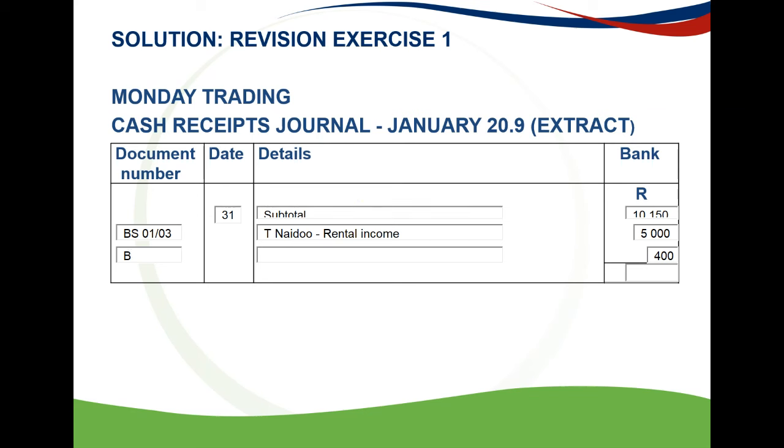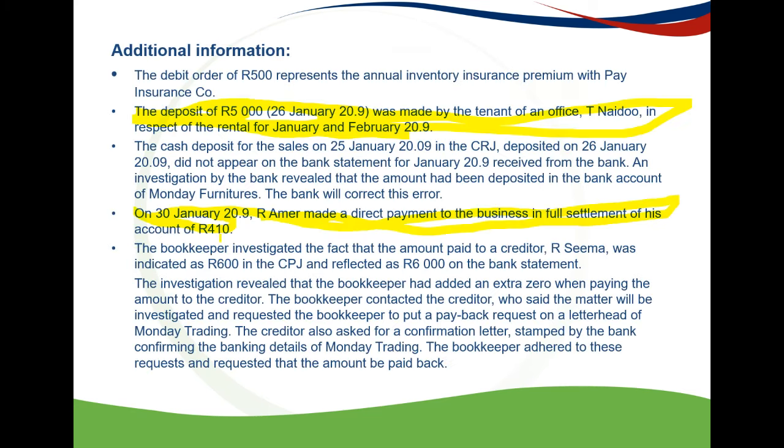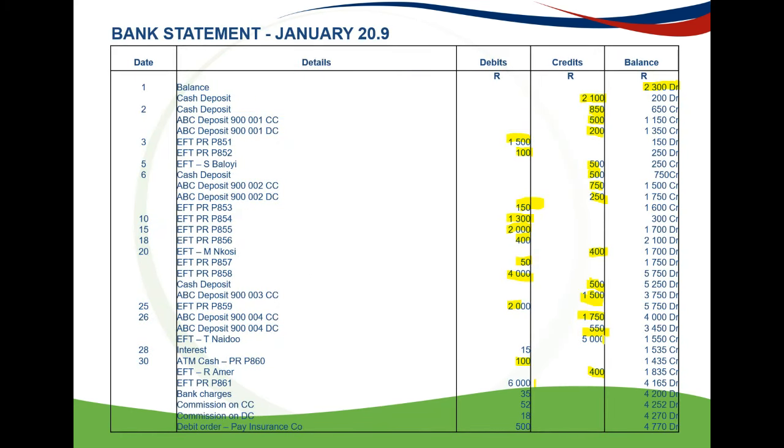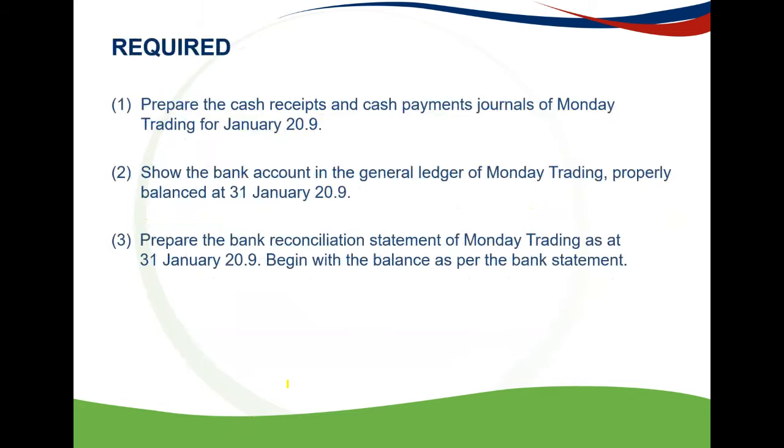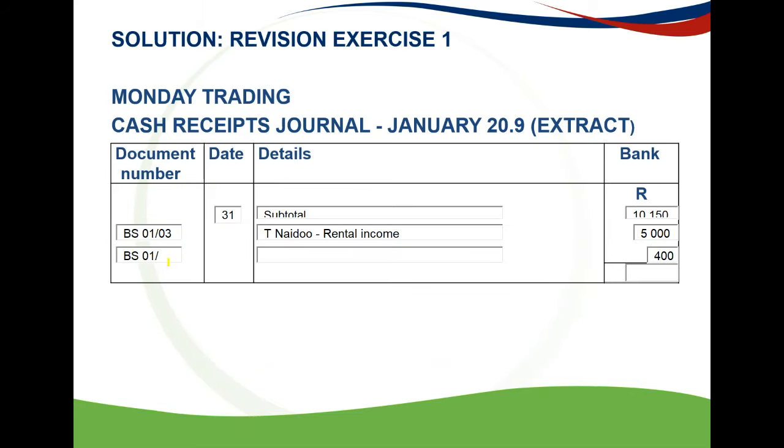It's my balance sheet coming from January. That's why I'm saying it's 01, and it's basically the following entry because the 5,000 was the third one. So this is the fourth EFT payment that we've received for 400 Rand. That will be then 04. It's R. Aimer for my trade receivables control.